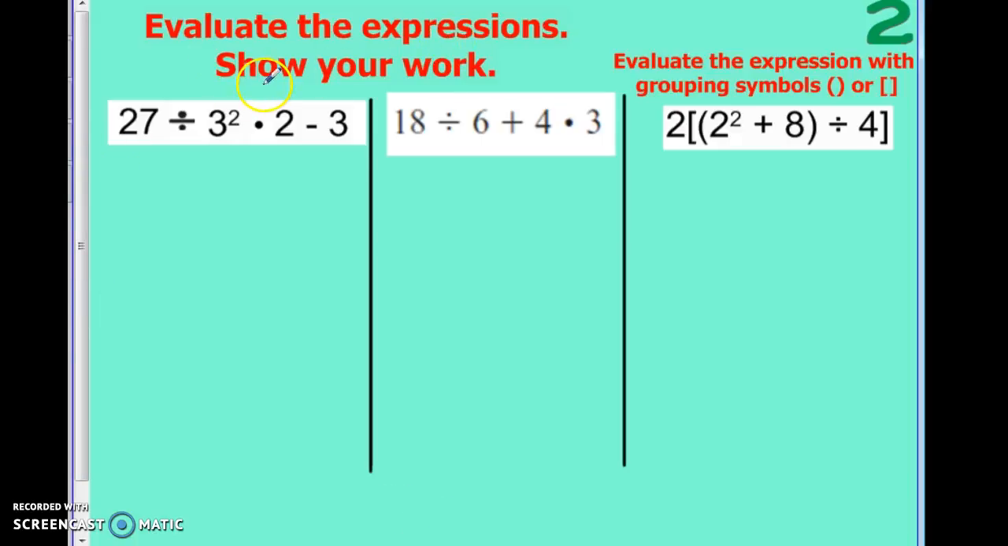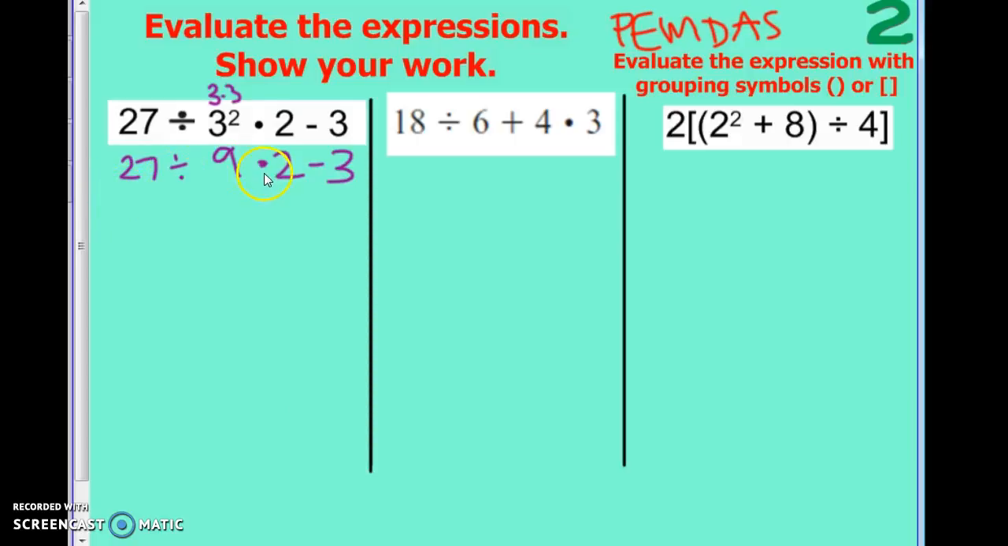Evaluate the expressions and show your work. So this first one, we don't have parentheses. I'm going to write our order of operations on the top. There are no parentheses, so we have to do our exponent first. Exponents: 3 to the power of 2 is really 3 two times, or 3 times 3, which is really 9. So I'm going to rewrite this. 27 divided by 9 times 2 minus 3.